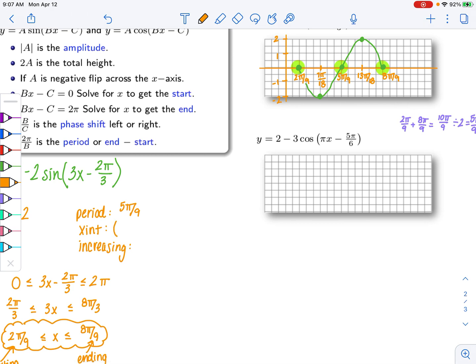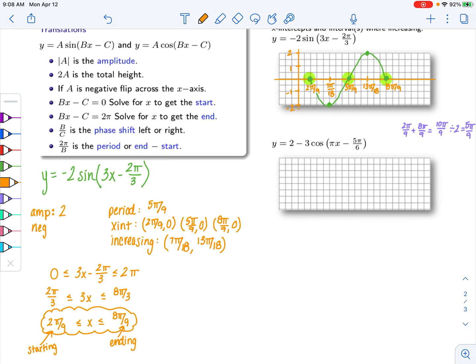X-intercepts, remember, they are points. So (2π/9, 0) is a point, (5π/9, 0), and our last point of (8π/9, 0). And the interval where it's increasing is 7π/18 to 13π/18. So a lot of things happening here.